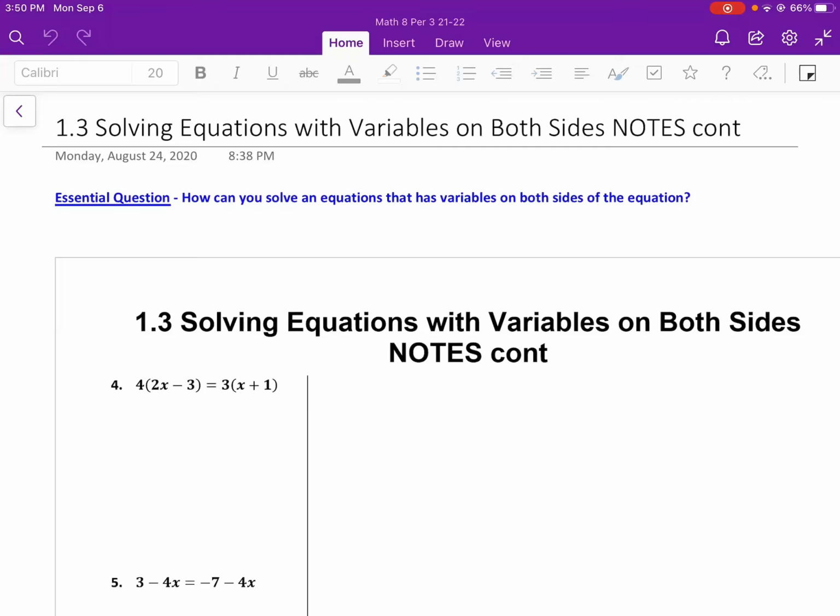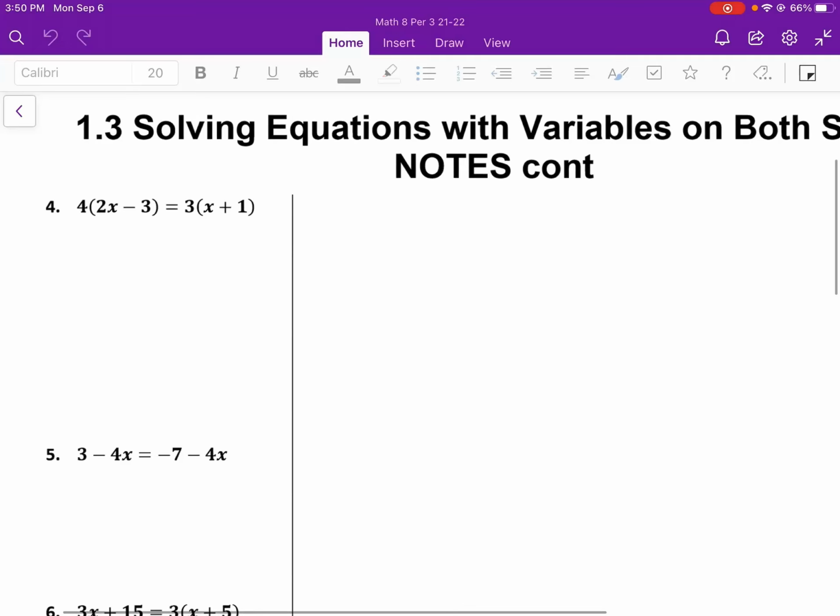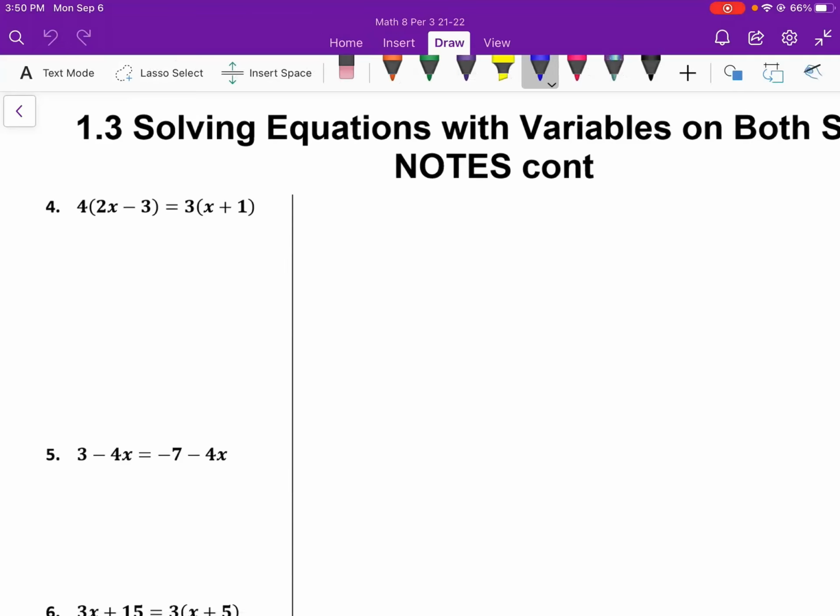Here we go. 1.3, solving equations with variables on both sides. Notes continued. These will be much shorter and much sweeter. How can you solve equations that have variables on both sides is our essential question. Okay, there's only 3 problems.